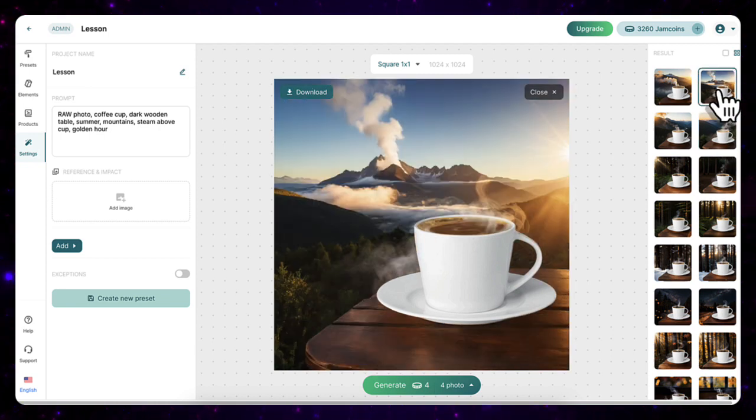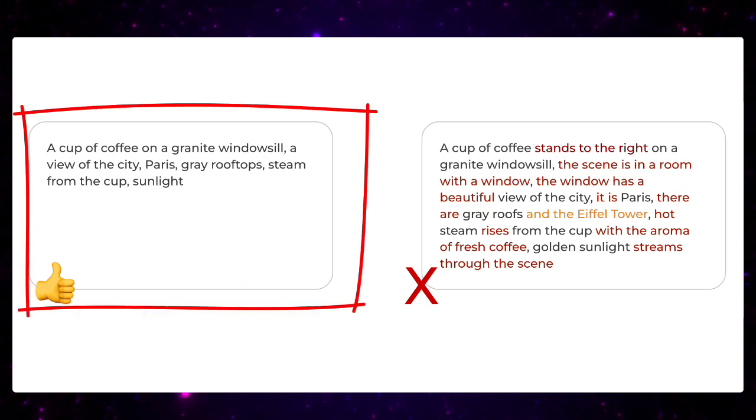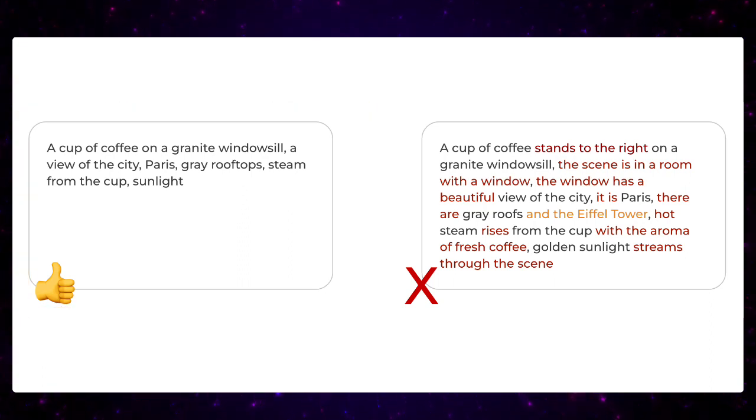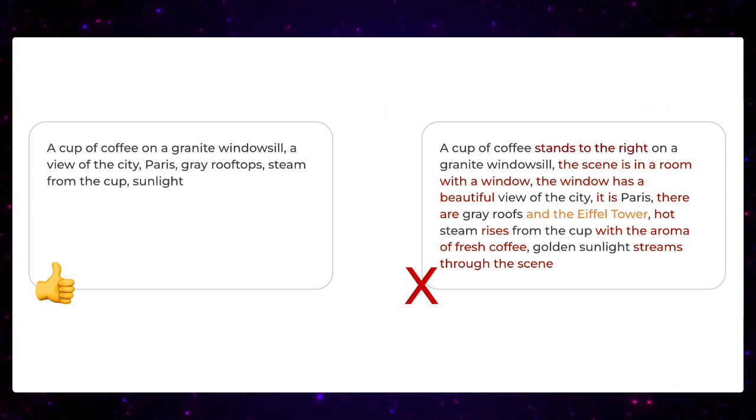But don't complicate the prompt unnecessarily. In most cases, it's enough to list the objects in the frame, specify the location and lighting. Let's compare an example of a good prompt and an overly cluttered one. In the example on the left, we simply listed the objects, while on the right, we added many unnecessary details.